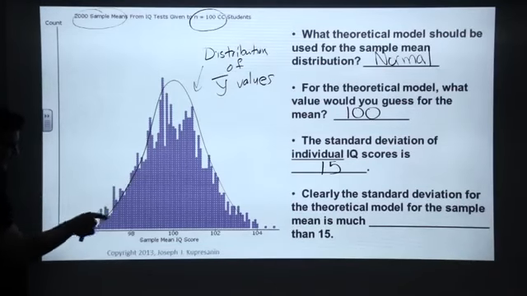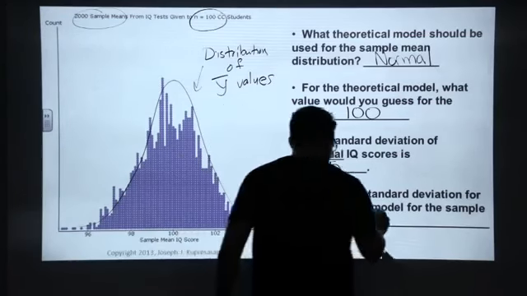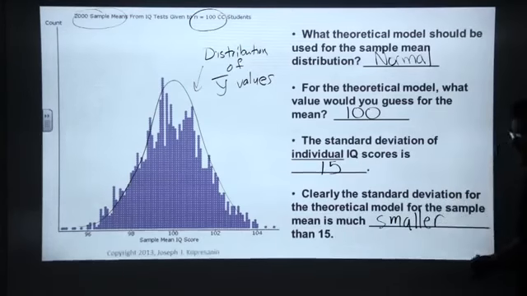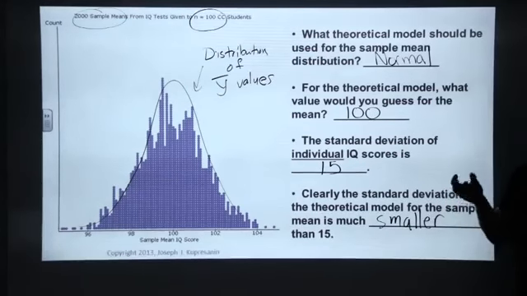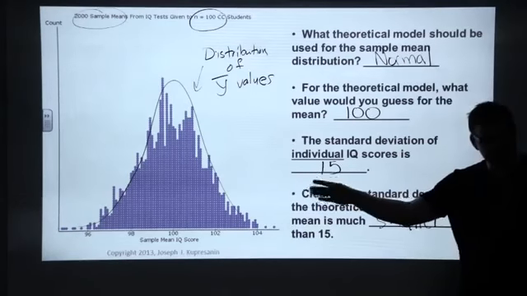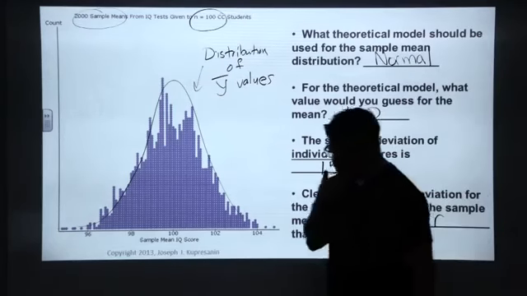But here, clearly the standard deviation for this theoretical model for the sample mean is much smaller than 15. When I take a group or a sample and average out those values and start to look at how the sample mean varies, the sample mean varies much, much less than individual values, right? This is much, much smaller.